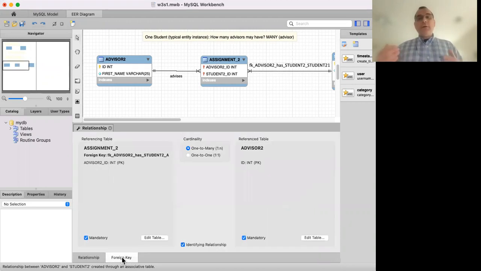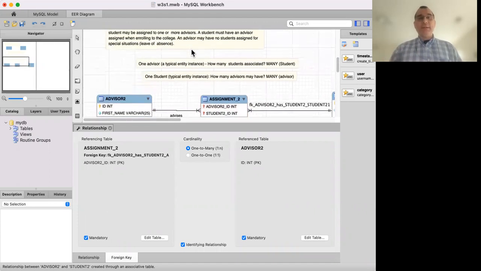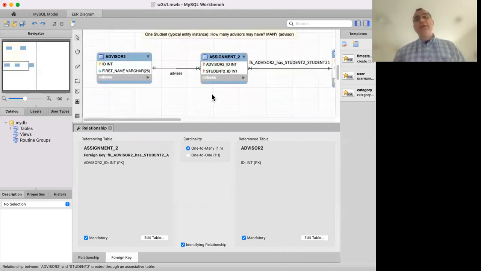Now I have this, and I need to look at whether, for an assignment, it's optional or mandatory. In other words, for a given advisor, do I need this advisor to be in an assignment? And I still have that an advisor may have no students assigned for special reasons, like leave of absence. So here, assignment may not be present.